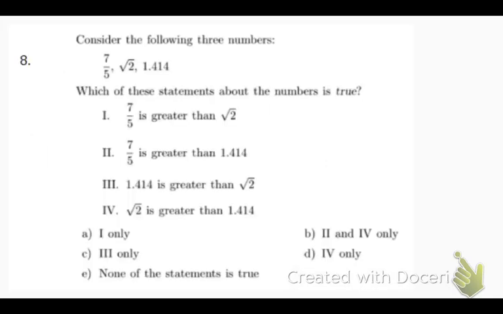All right, and the last one on this worksheet says to consider the following 3 numbers. 7/5, the square root of 2, 1.414. It says, which of these statements about the numbers is true? Probably the best way to analyze this one would be to put them on a number line. So I will kind of help you out a little bit with that. I know they're all positive, so let's start our number line at 0. And we'll go 1, 2, 3. We'll just go up to 3.